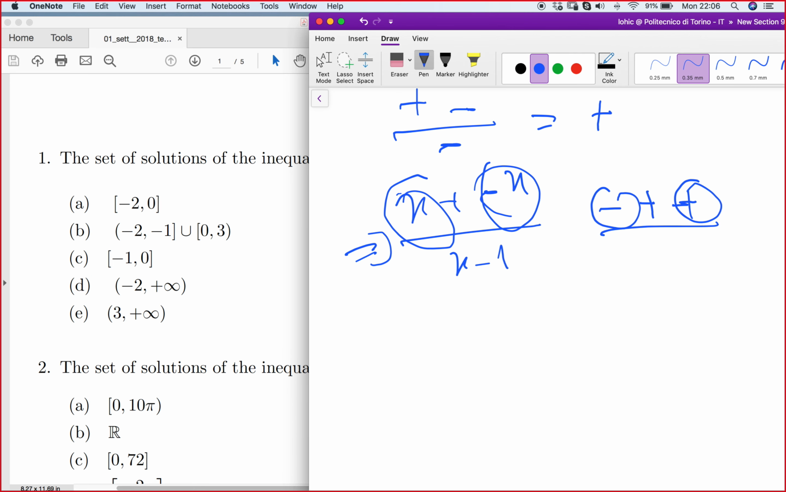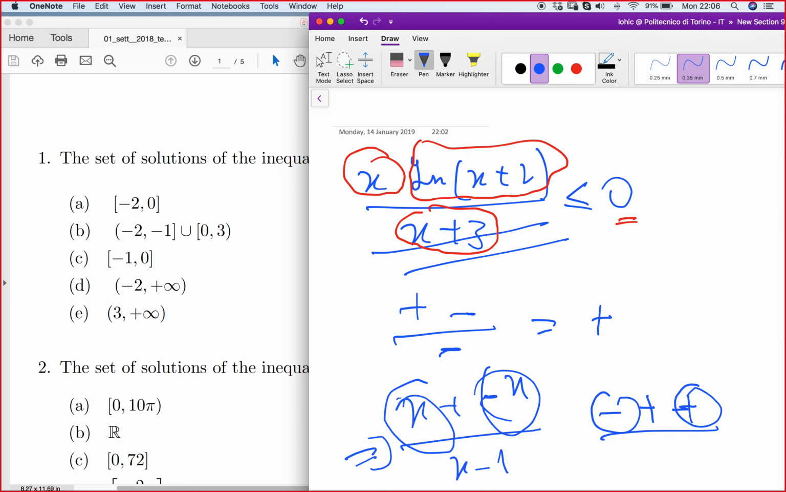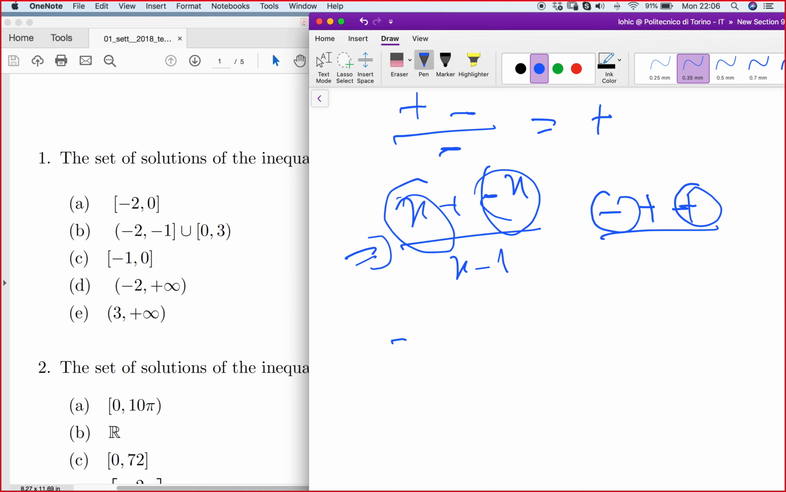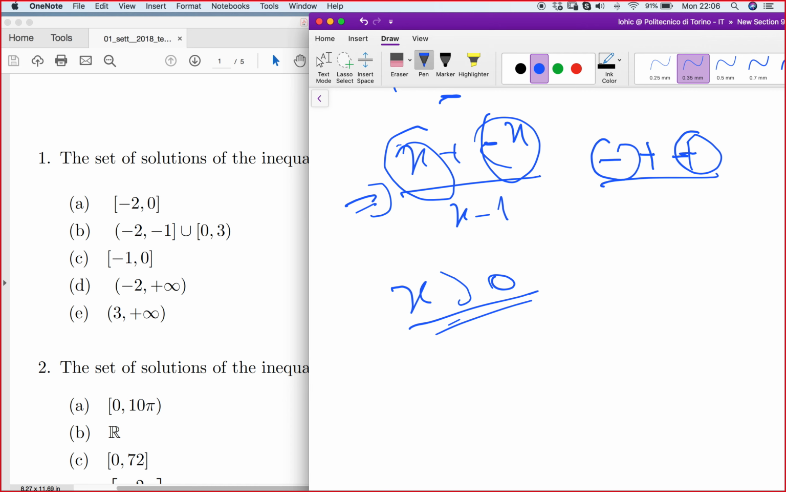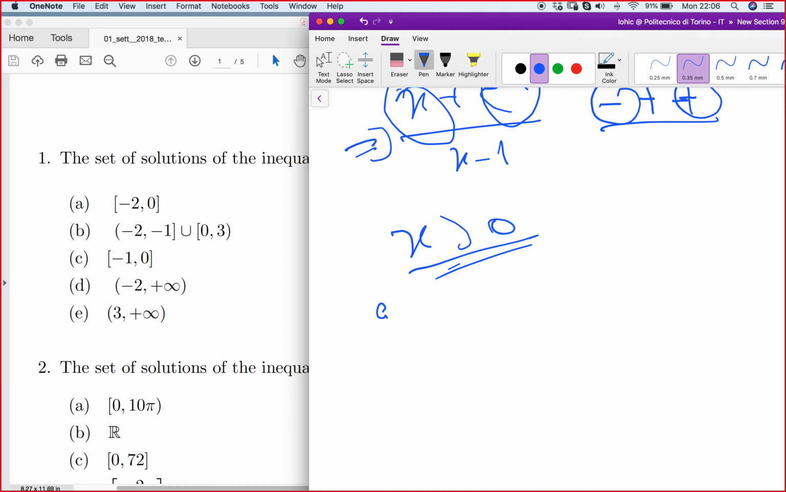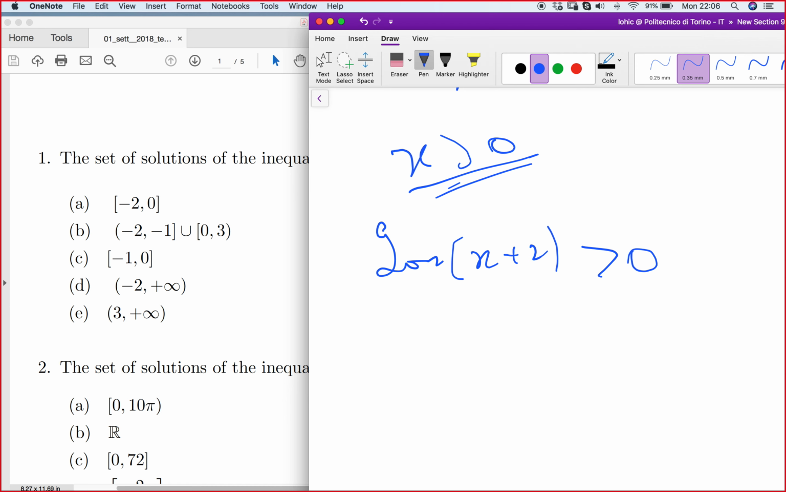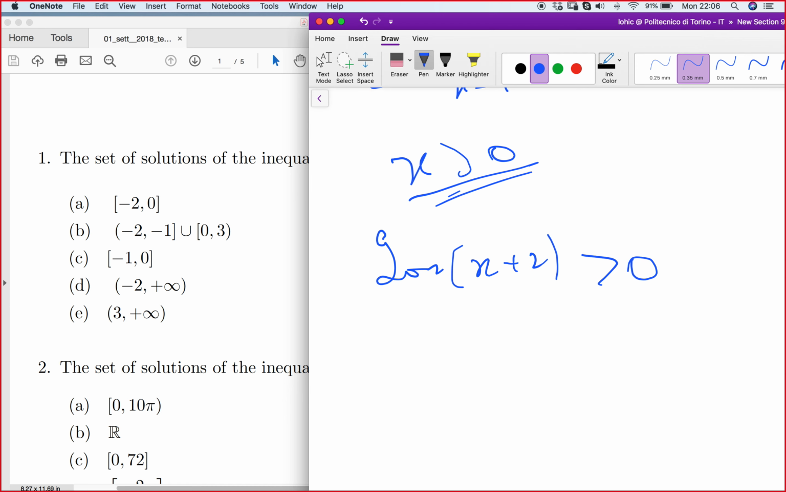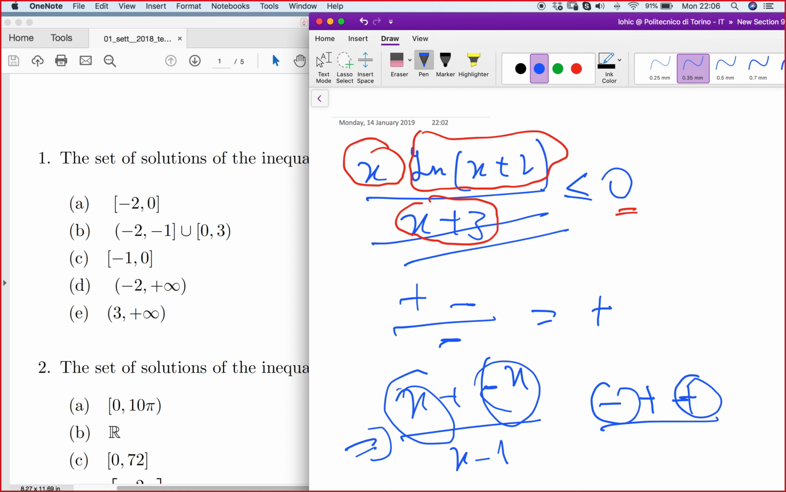So now we can, for example, for x, study the sign of each component. We say x greater than 0. When we know this component, we don't need to study the sign, because x is greater than 0 only when x is greater than 0, yes or not? Then the second component, it's logarithm of x plus 2. We want, for example, this to be greater than 0. Why am I choosing this? It's not important to choose greater than 0 or smaller than 0. You will understand why. Okay?